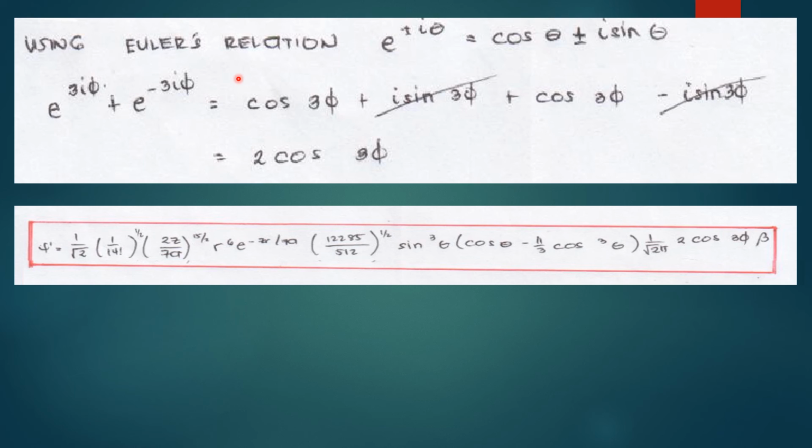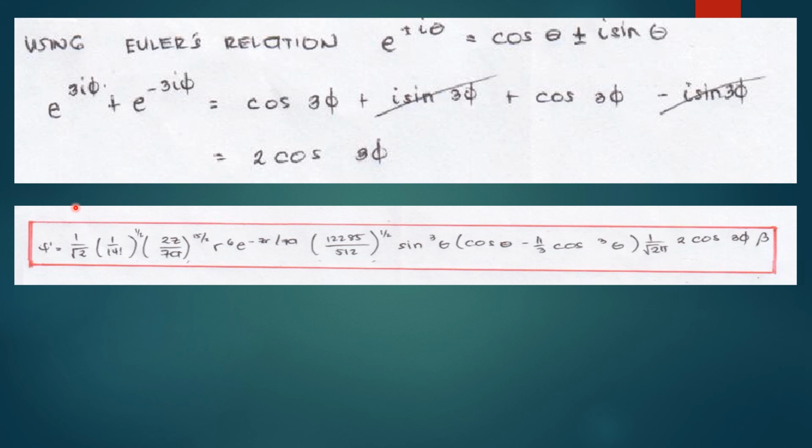Now, using Euler's relation, e raised to positive or negative i theta is equal to cosine theta positive or negative i sine theta. For our e raised to 3i phi plus e raised to negative 3i phi, it will become cosine 3 phi plus i sine 3 phi plus cosine 3 phi minus i sine 3 phi. The answer for this term will be 2 cosine 3 phi.